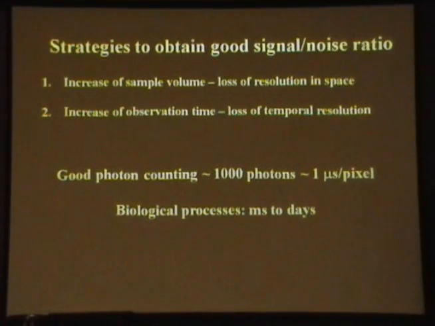Usually, the strategy to obtain a good signal to noise ratio is to increase the sample volume to get better statistics, but then you lose resolution in space. Or increase the observation time, and then you lose temporal resolution. So there is a compromise between these two, and it is quite good because one molecule can emit 1,000 photons in 1 microsecond. If you take images of 1 microsecond per pixel, it takes you 1 second to get 1 megapixel images.